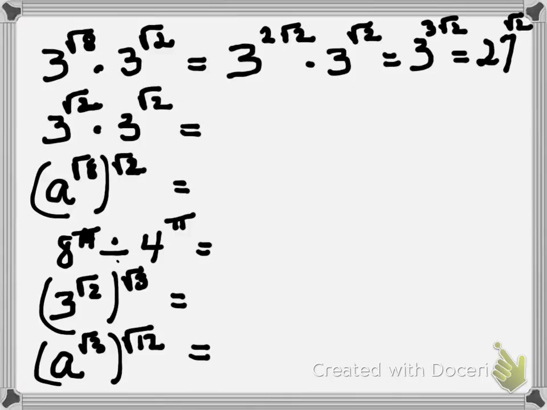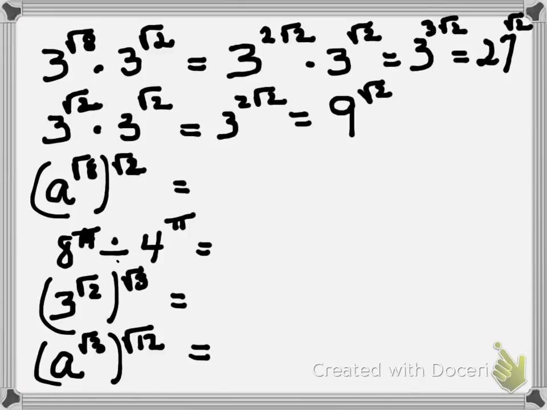Let's take the next one. We have like bases. We can add the exponents. So we have square root of 2 plus the square root of 2 is 2 square root of 2. And again, I could simplify this as 3 squared, or 9 to the square root of 2 power.